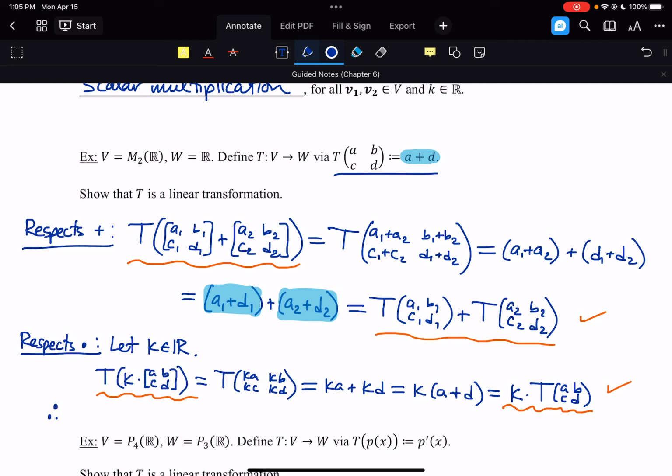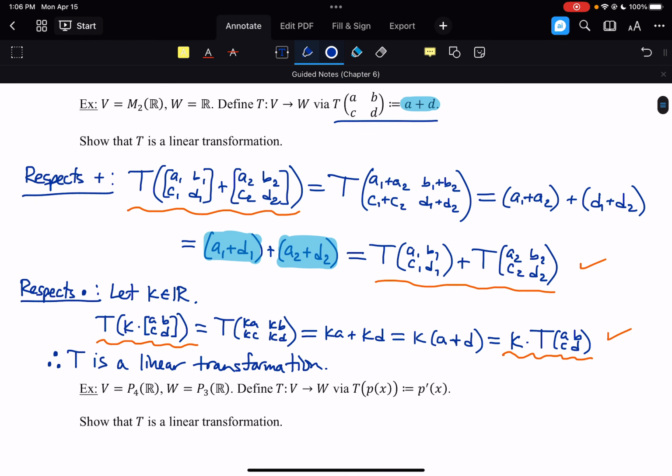So we can say, therefore, T is a linear transformation. So this transformation gives us a relationship between 2 by 2 matrices and real numbers. And we've shown here that because the transformation respects addition and it respects scalar multiplication, it is a linear transformation.